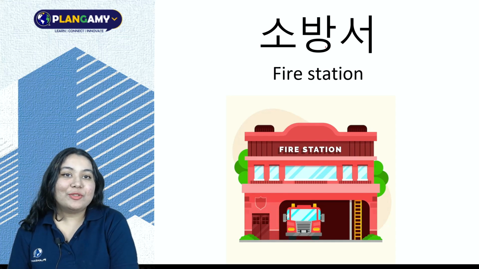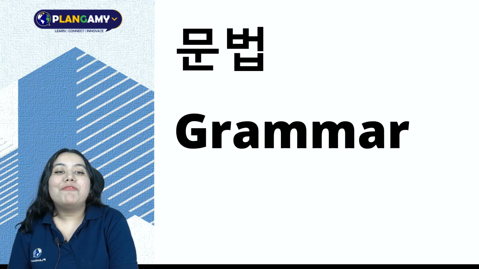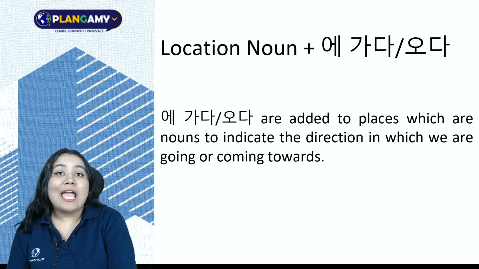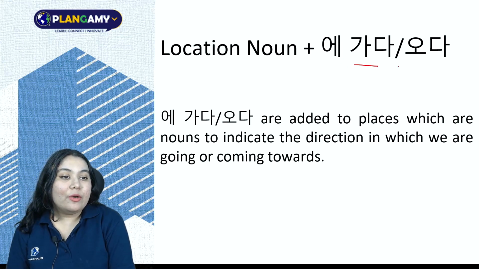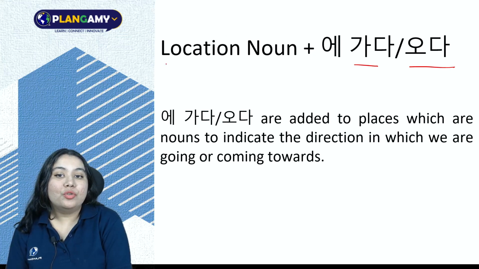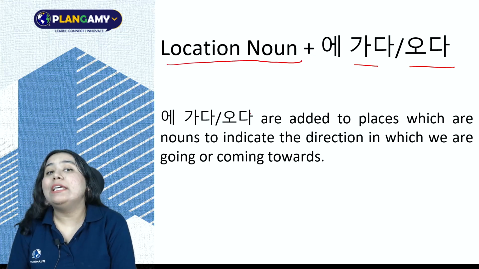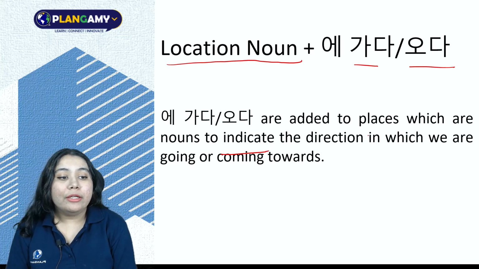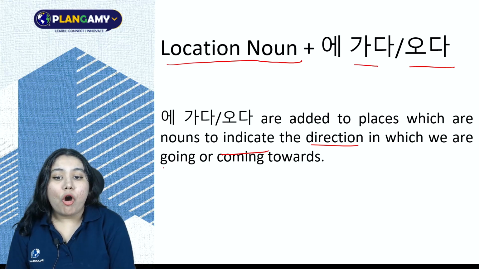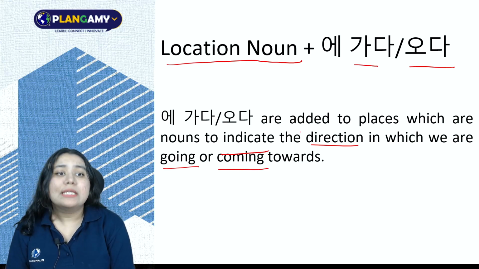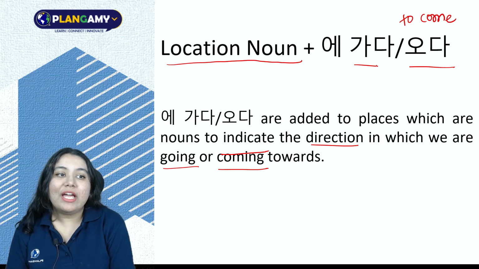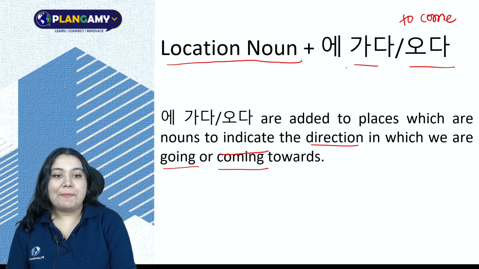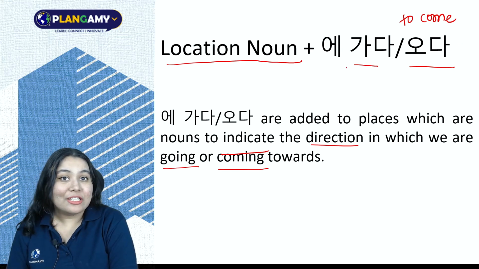Now we go on to 문법 for today. Our first 문법 is 에 가다, 에 오다. With 에 가다 and 에 오다, I'll add two location nouns to indicate where I am going. They indicate the direction of where we are going or coming towards. We know 가다 is to go, 오다 is to come. So to go somewhere, to come somewhere.